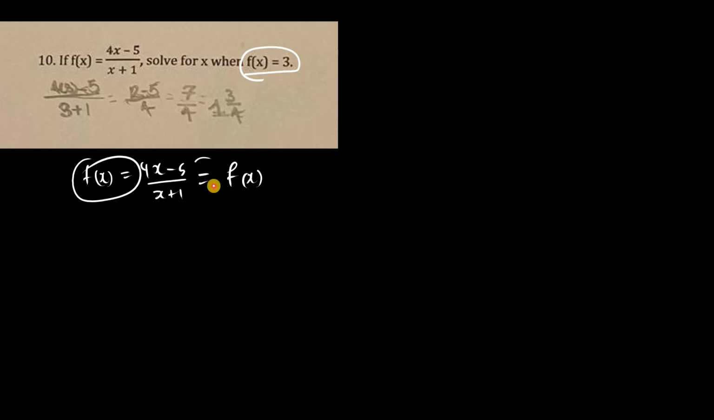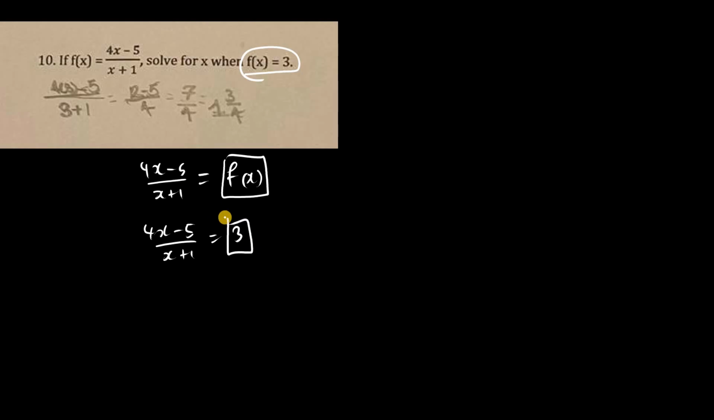Let's take a look. What we're given is f of x equals 4x minus 5 over x plus 1. And what we're told is that f of x is equal to 3. So let's write equals f of x on this side. Does it matter if I have f of x on this side or that side? No. So let's rewrite it again. This time, I'm going to change f of x to 3, because we're told that f of x has a value of 3.